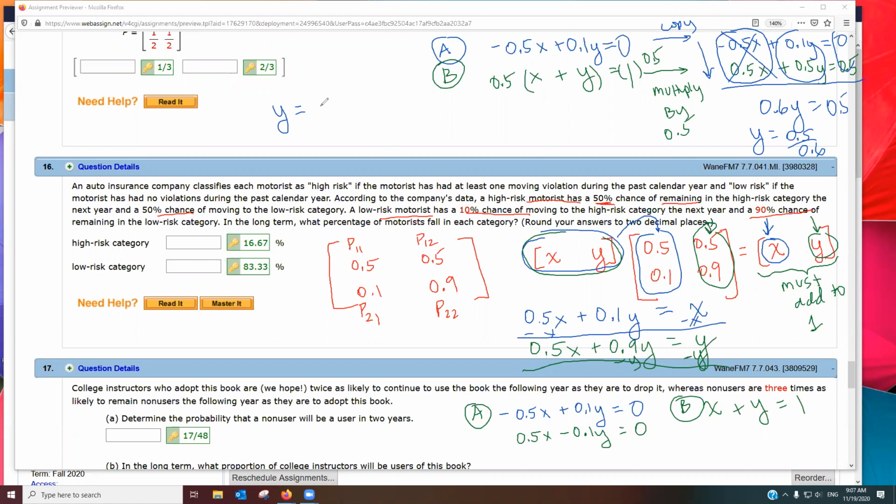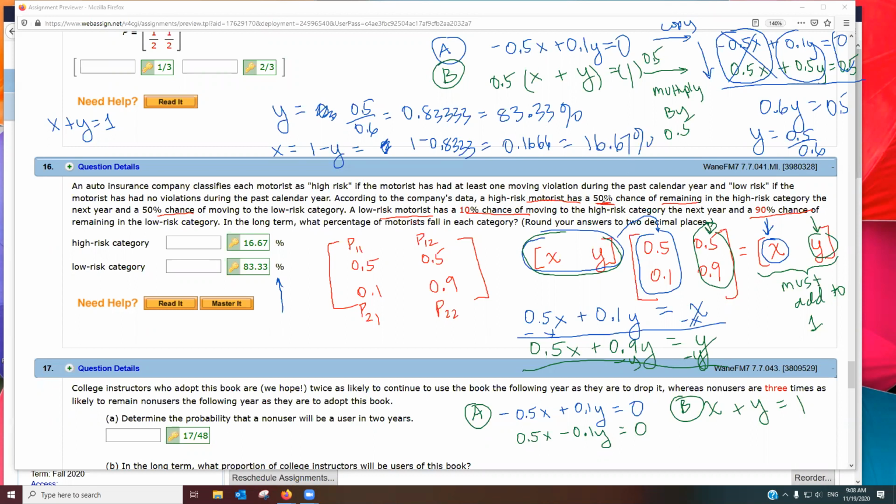I'll work this out on my calculator because they want me to round this to 2 decimal places. Working out 0.5 divided by 0.6, I'm getting 0.8333. But they want the answer in percent form, so this has to be 83.33%. Now I know that x plus y equals 1. So if y equals 0.833, then x is 1 minus y. That's 1 minus 0.833, which is 0.1666, which is 16.67% when I round to 2 decimal places.